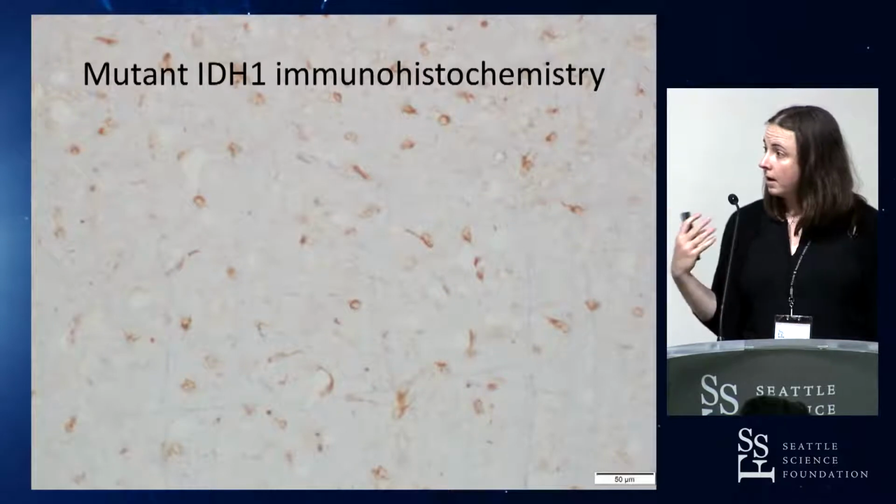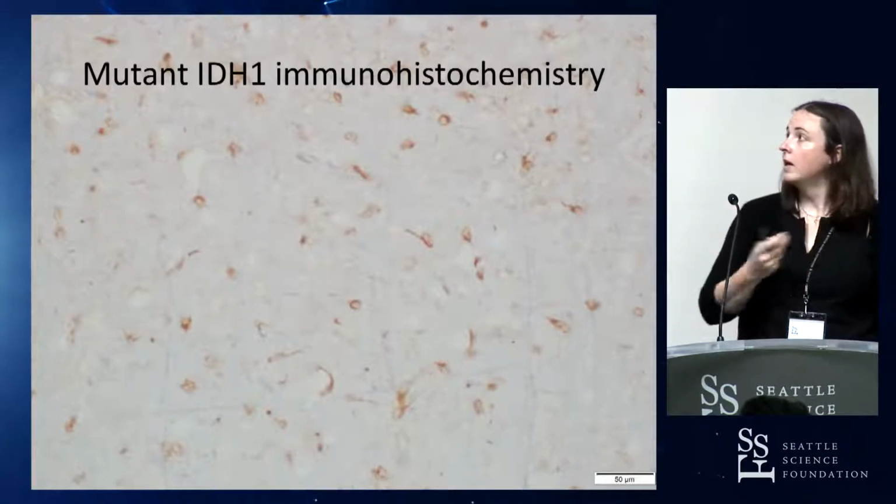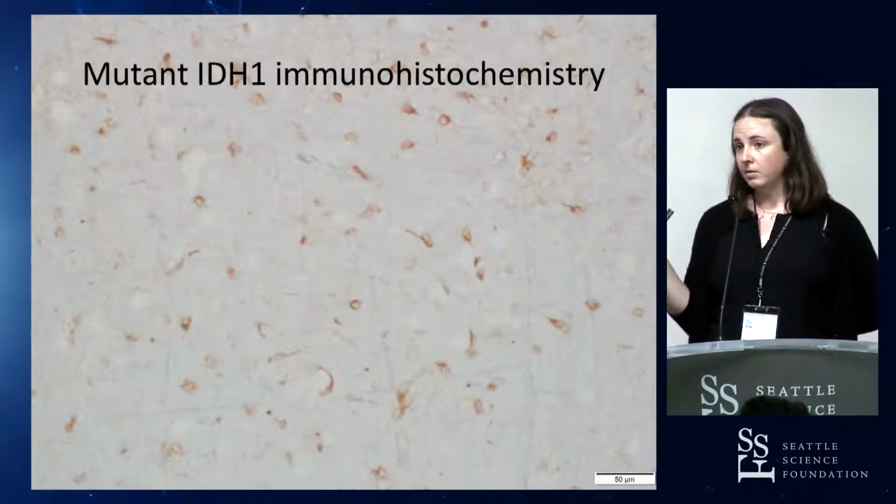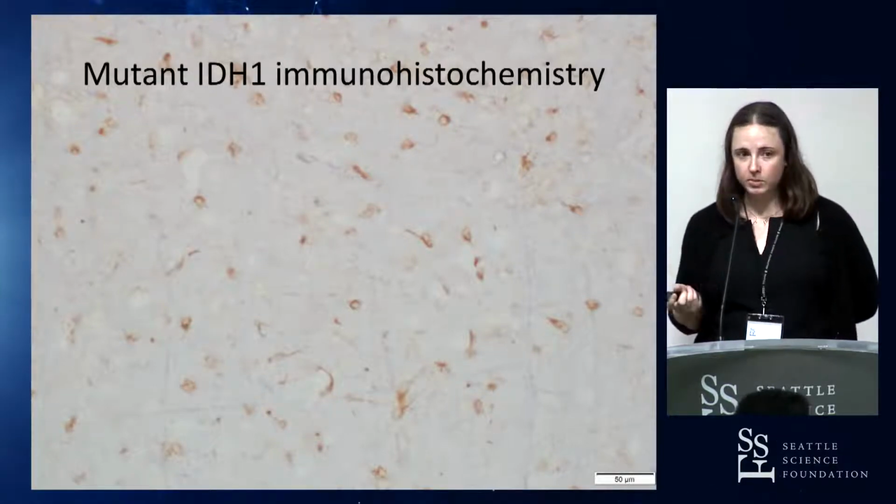And so on my end of the spectrum, IDH1 is an immunohistochemical stain. IDH1 is mutated roughly in about 80% of tumors. There are also mutations in IDH2.